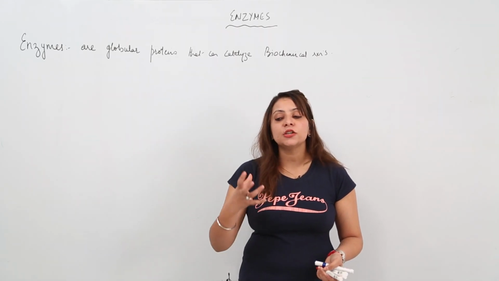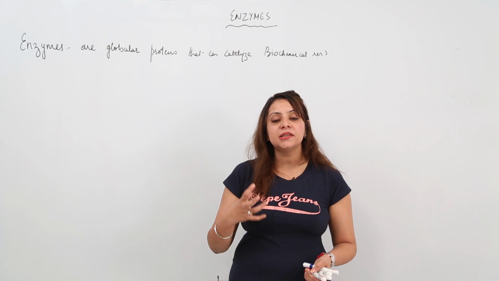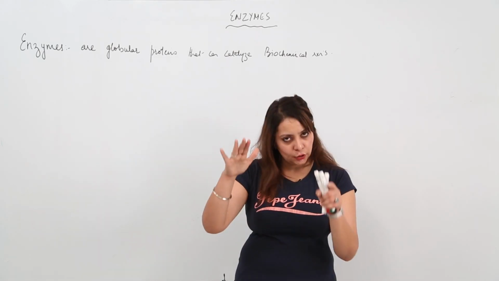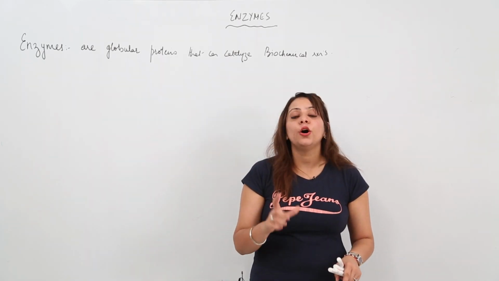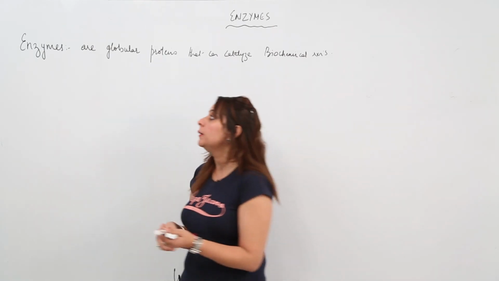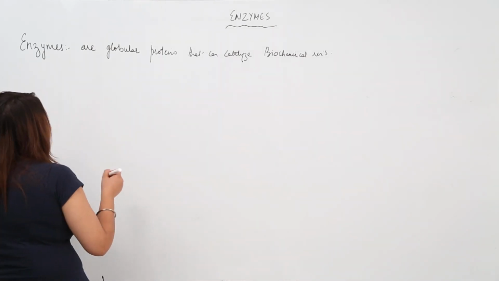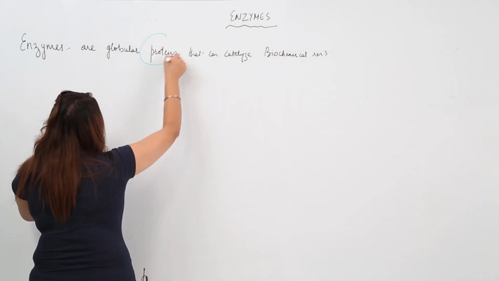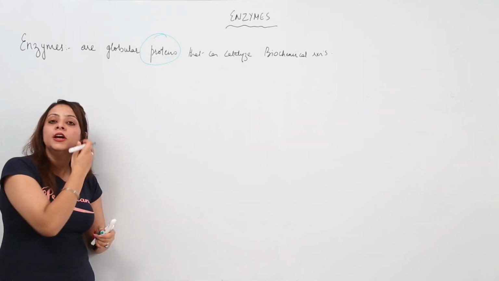Enzymes act as a catalyst, that means they increase the rate of reactions, or can also decrease the rate of reactions of biochemical reactions. So these are the catalysts. Now, what is the basic structure enzymes are made up of? They are made up of proteins.